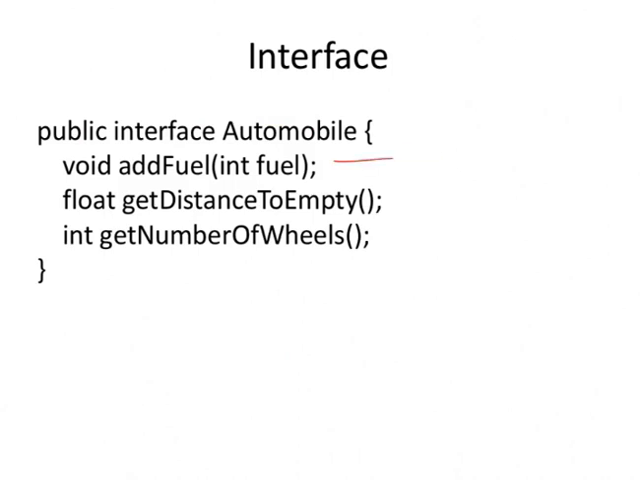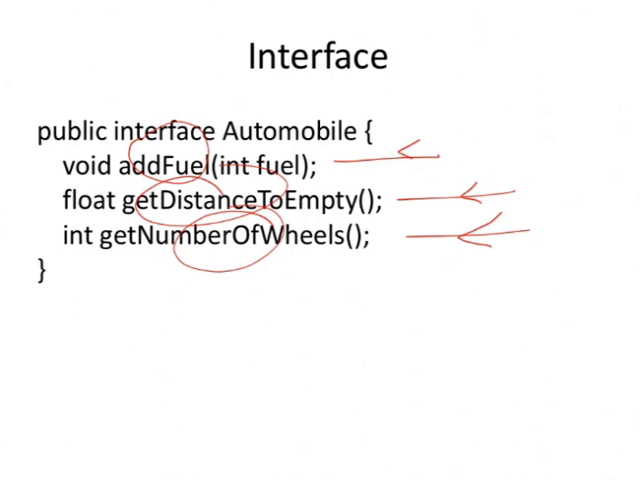So these are some other functionalities that we have defined in the interface. Add fuel, get distance to empty, and get the number of wheels. Obviously, this number of wheels will be implemented differently for all our vehicles. So for a car, it will be 4. For flying cars, it will be say 6, or for our bike, it will be 2.